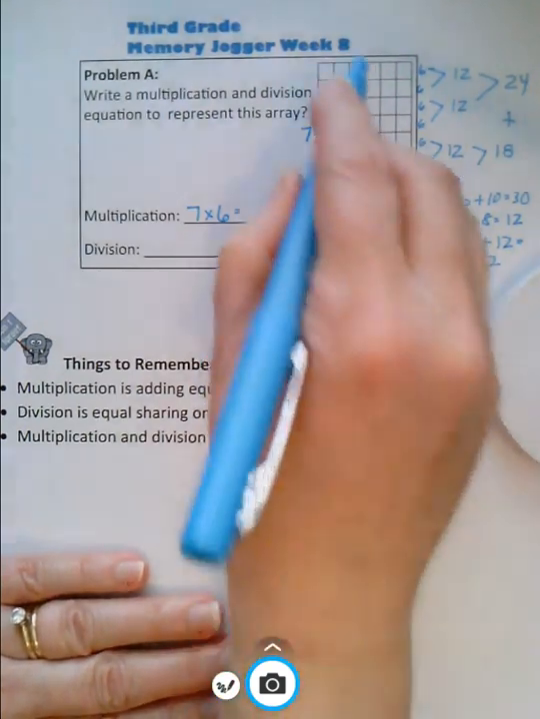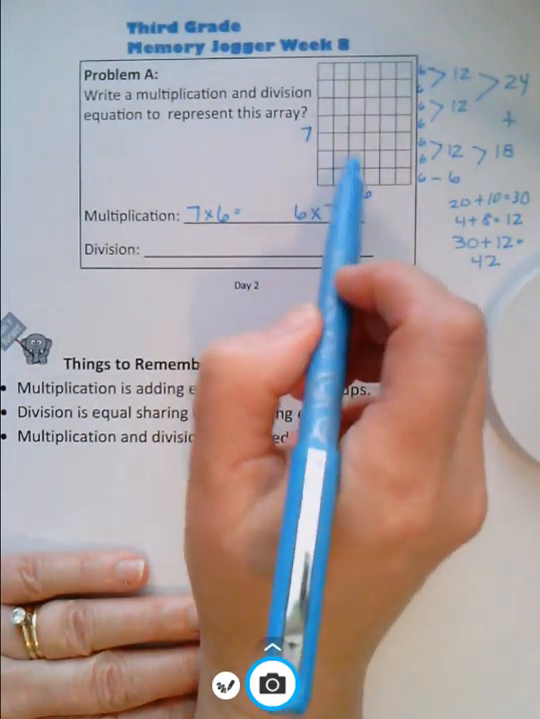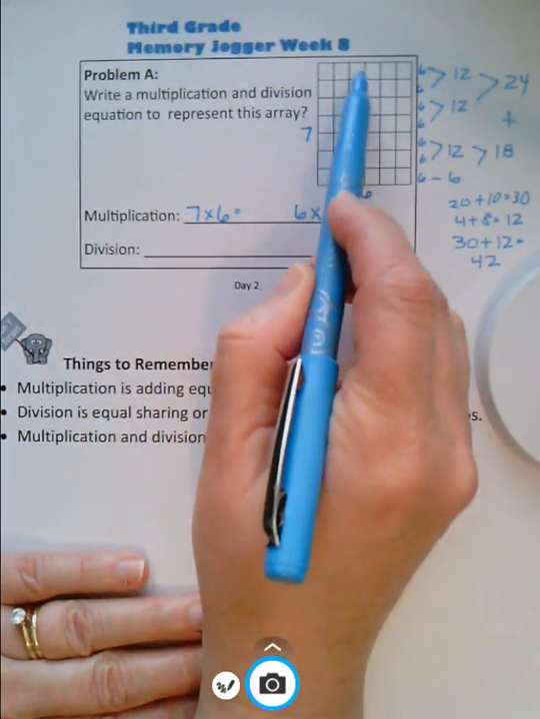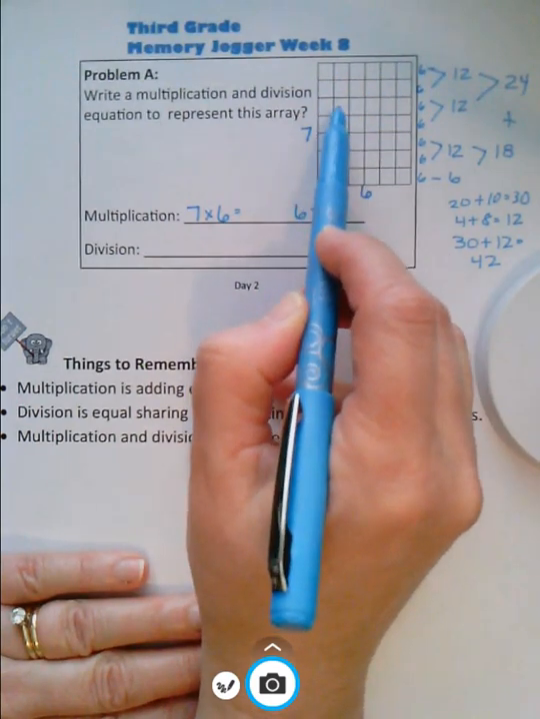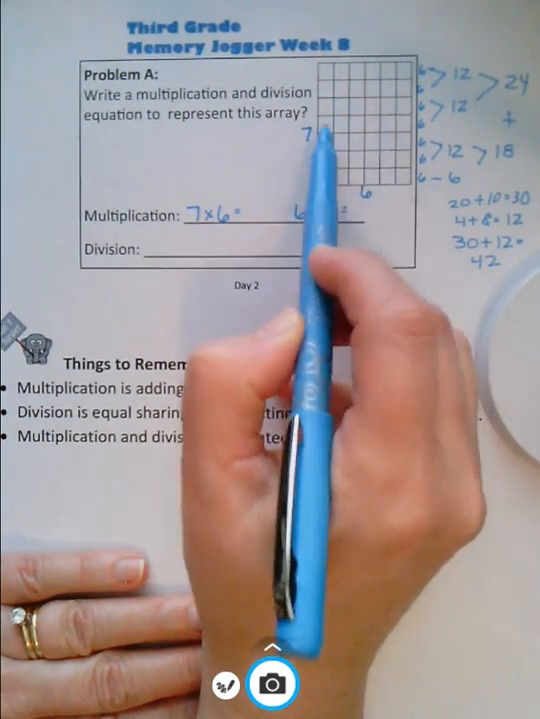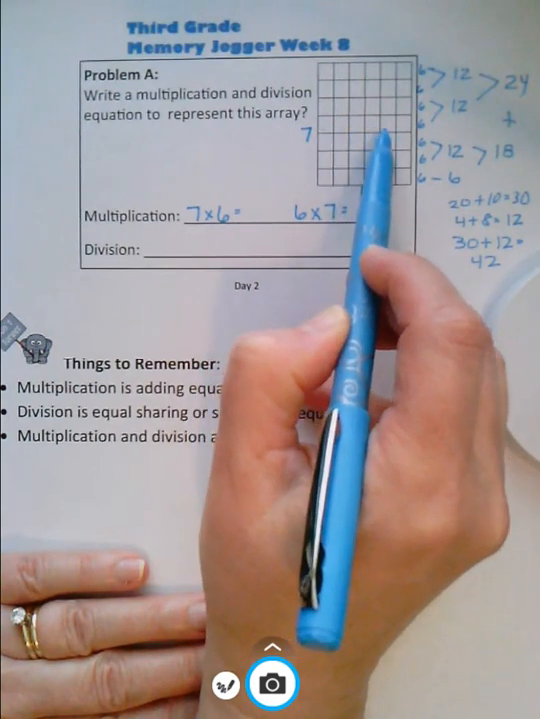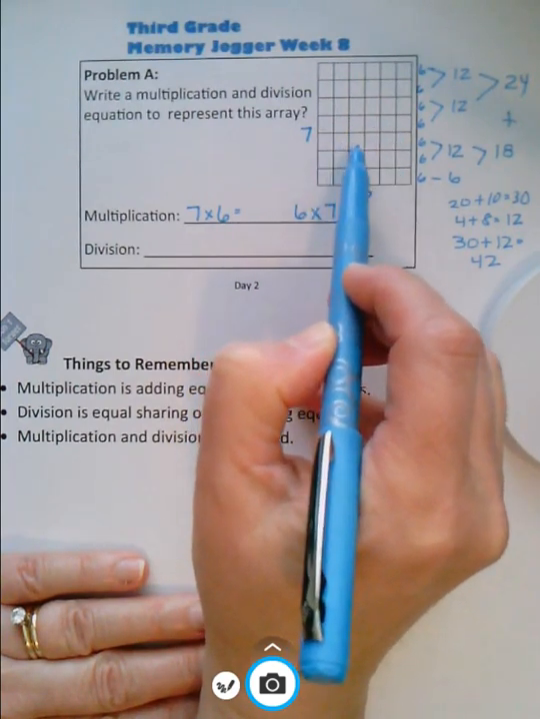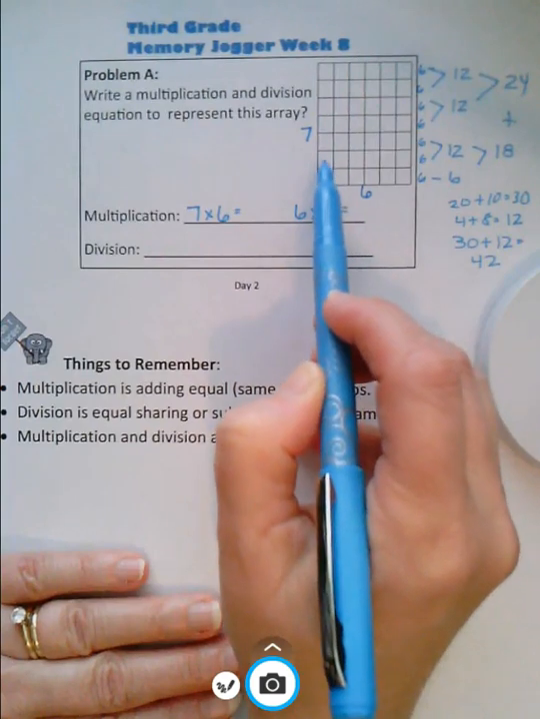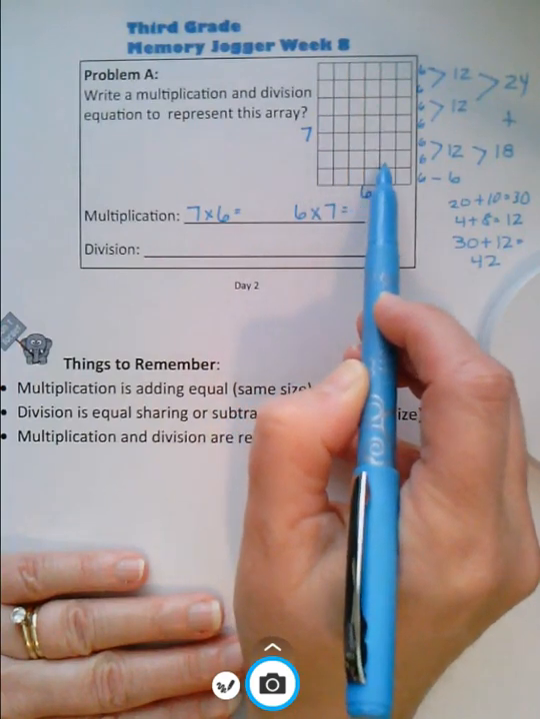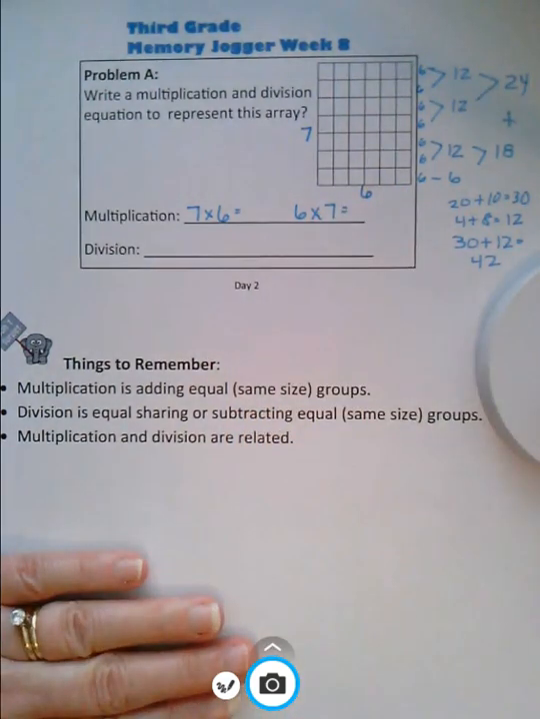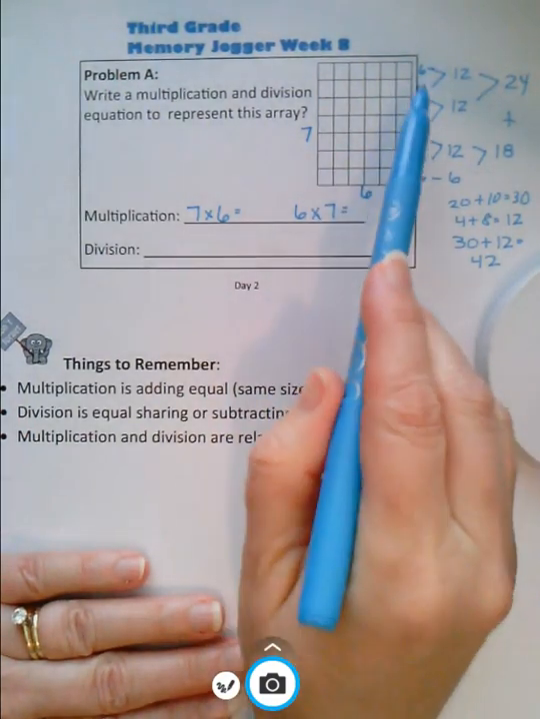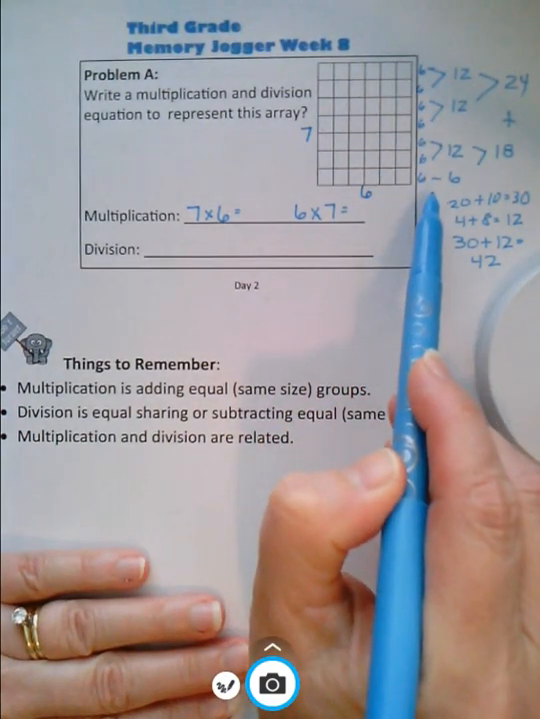So we know that inside this, if we were to count all of these squares, we could prove it by saying 1, 2, 3, and so on up to 40, 41, 42. We could count all of them and see that there are 42 squares in there, but this is a faster way to do it by adding together.